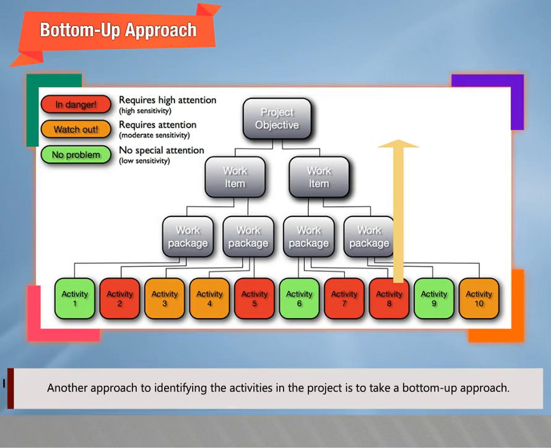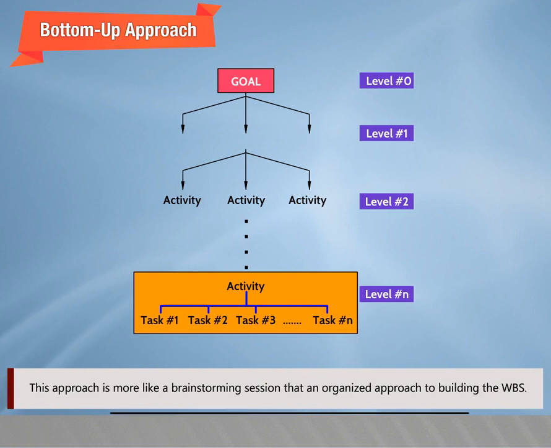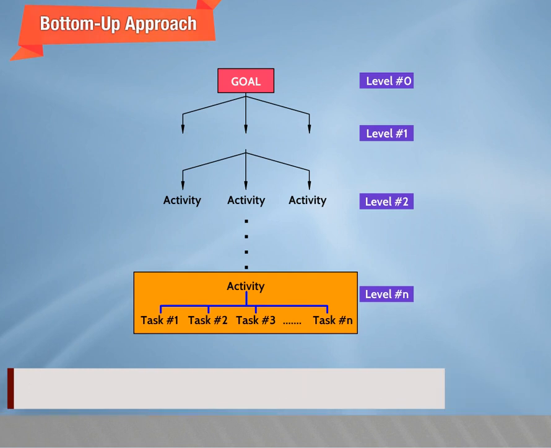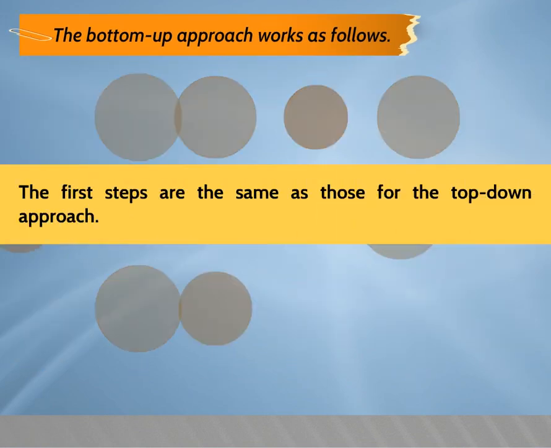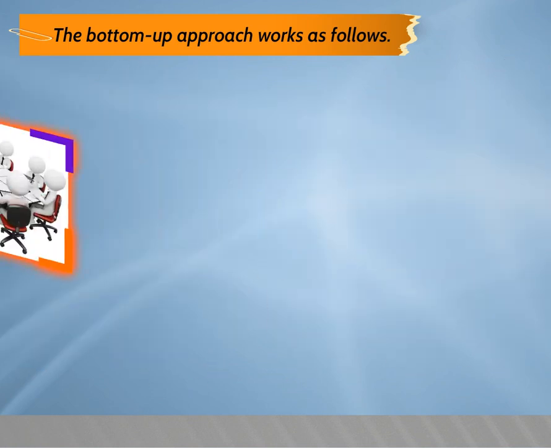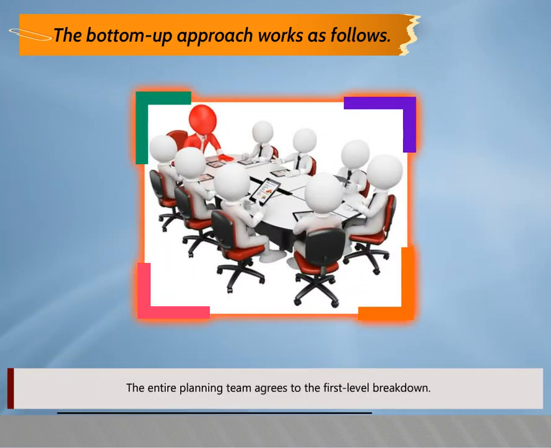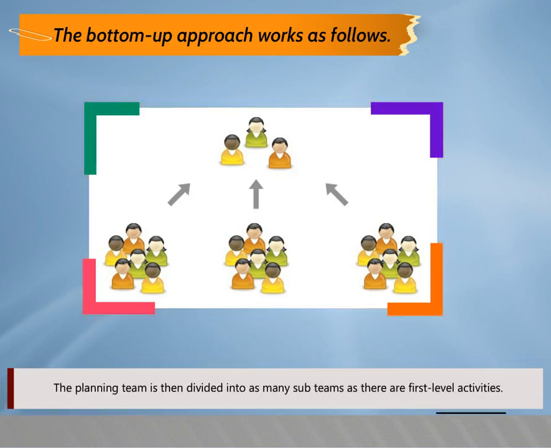Another approach to identify the activities in the project is to take a bottom-up approach. This approach is more like a brainstorming session than an organized approach to build the WBS. The bottom-up approach works as follows. The first steps are the same as those for the top-down approach. Namely, the entire planning team agrees to the first level breakdown. The planning team is then divided into as many sub-teams as there are first level activities.